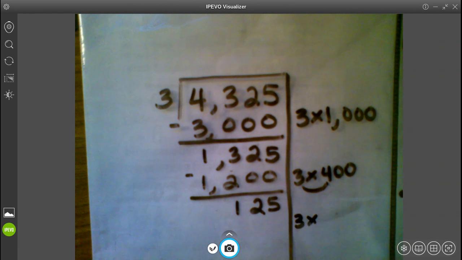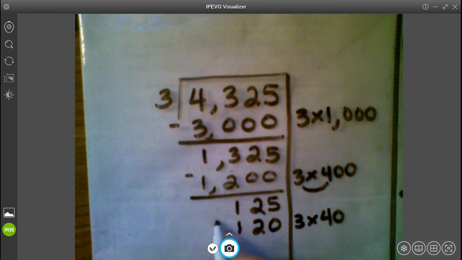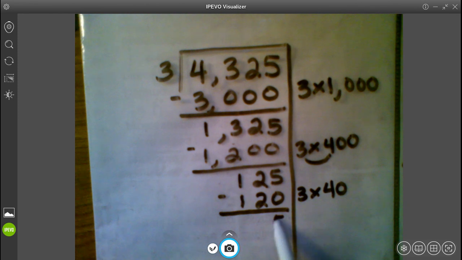3 times what gets us close to 125 without going over? 3 times 10 is 30. Let's try to get closer. 3 times 50 is 150. Too far. Let's go back. How about 3 times 40? 3 times 40 is 120. So if we subtract, that's nice and close, right? We only have 5 left. So 3 times what gets us close to 5 without going over?